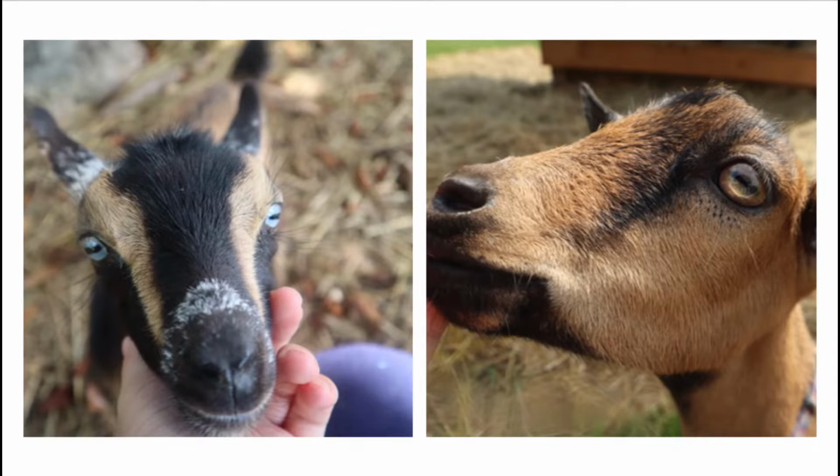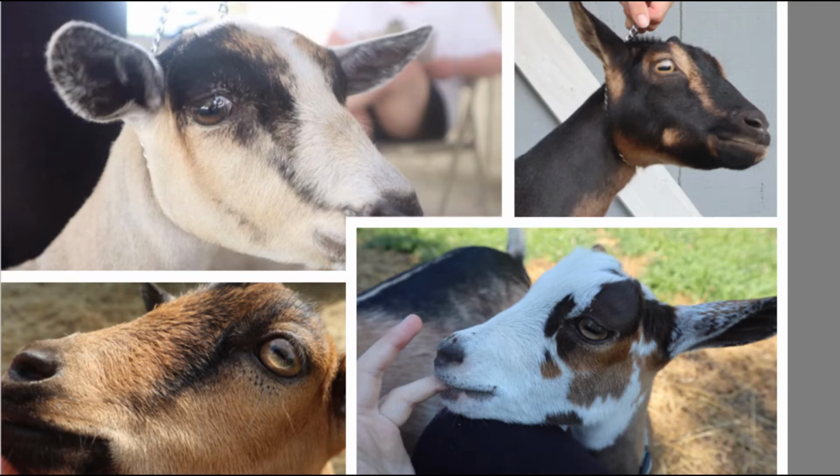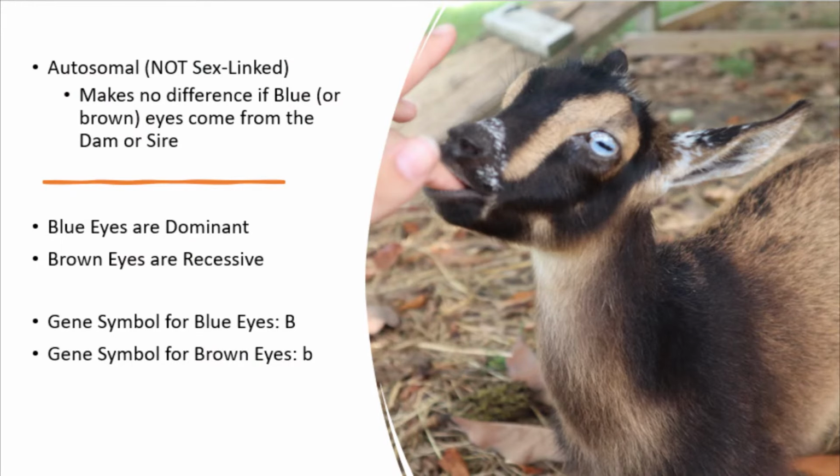There are 2 eye colors possible in goats, blue eyes and brown eyes. There is a lot of variety in the gene expression and shade of these colors, but regardless, the genetics are the same. The blue-eyed allele is autosomal, meaning it is not sex-linked and passes the same way regardless of whether the dam or sire was the one with blue eyes. For those of you that don't know, the word dam refers to the mother and the word sire refers to the father.